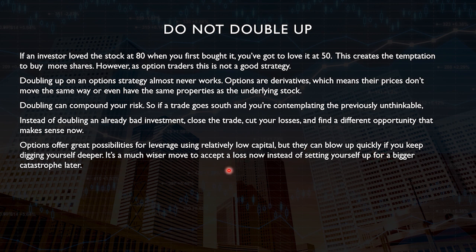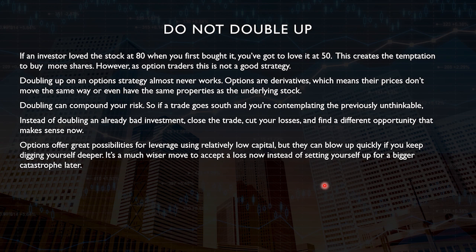The next mistake that a lot of investors make is: do not double up. And what does that mean? As a stock trader, you've probably heard a justification for doubling up to catch up. If you like the stock at 80 when you first bought it, you're going to love it at 50. So it can be tempting to buy more shares and lower the net cost basis on the trade. But be wary. What can sometimes make sense for stocks often does not fly in the option world. Doubling up on option strategies almost never works.